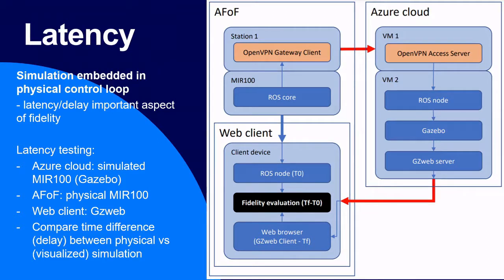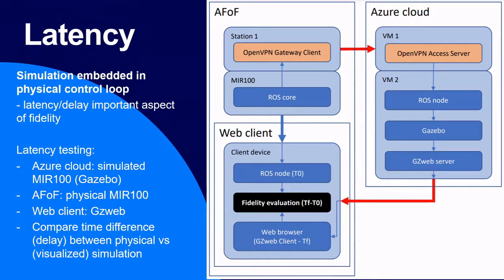Simulation latency is also an important aspect of fidelity, especially when the simulation may be used in real time to guide or respond to control of a physical system. For example, a simulation may be used as a safety monitor, causing an emergency stop in the physical system if some event occurs in the simulation.